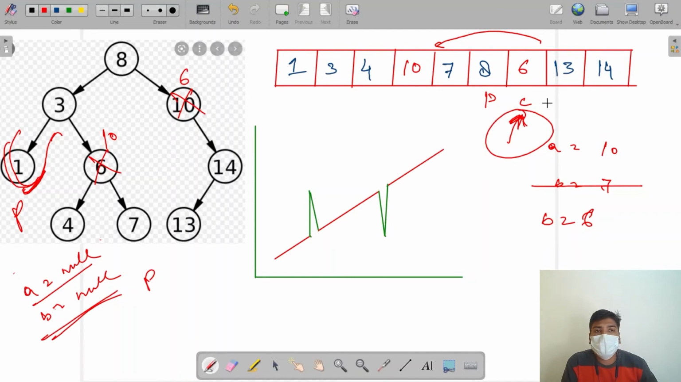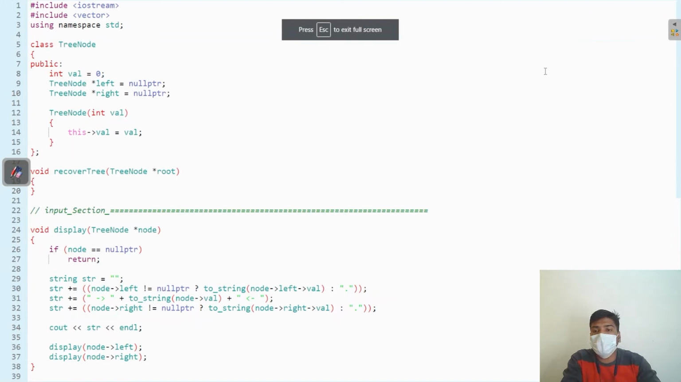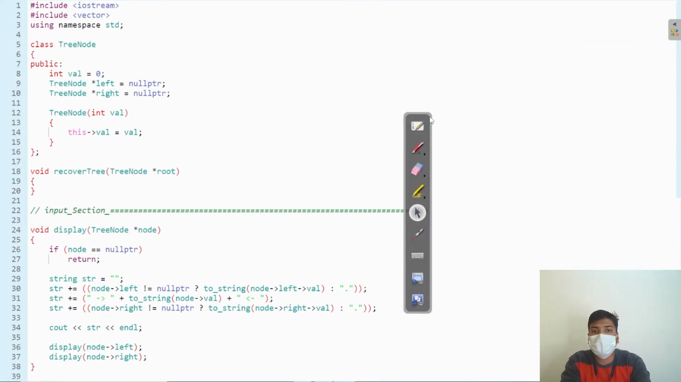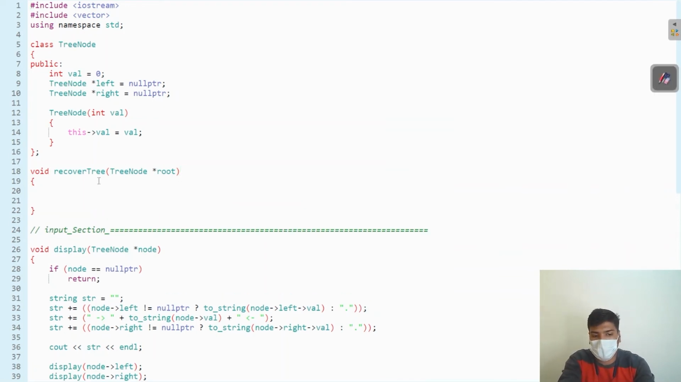Okay, so let us now look into the code. The code we are going to do in C++. We are going to take the help of Morris traversal. So how were we traversing in Morris traversal? We are not going to discuss Morris traversal here, but let me write it as soon as possible.